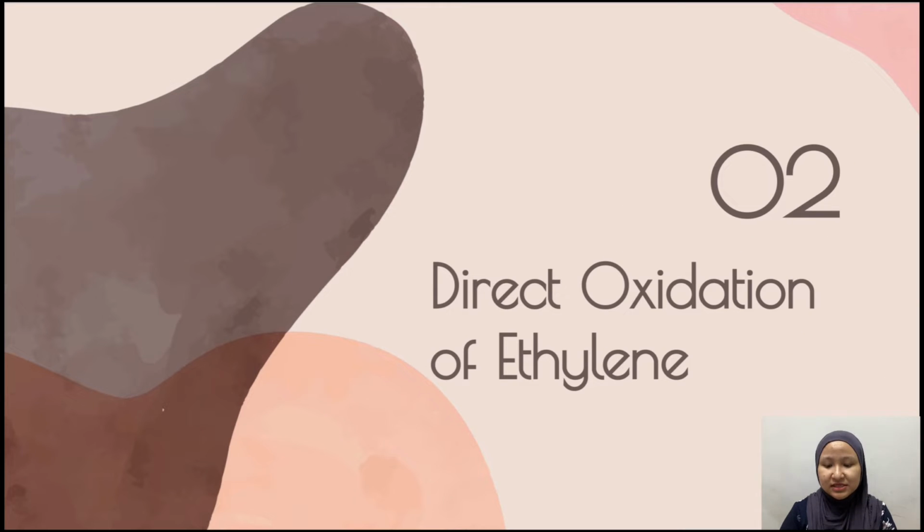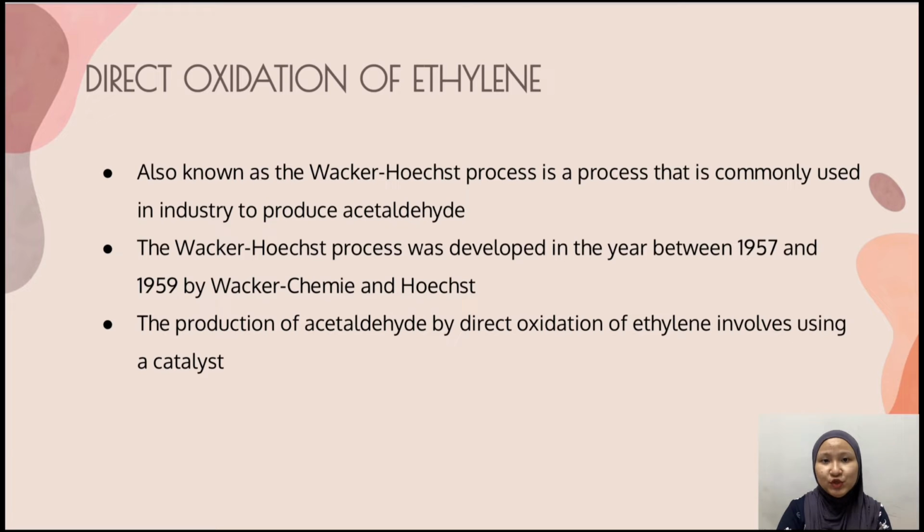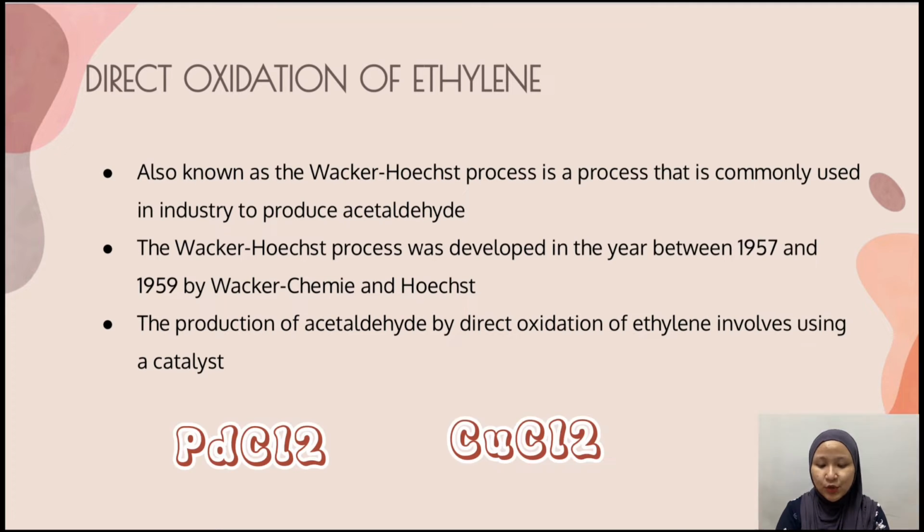Next synthesis is direct oxidation of ethylene. Direct oxidation of ethylene is also known as the Wacker-Hoechst process. It is a process commonly used in industry to produce acetaldehyde. The Wacker-Hoechst process was developed between 1957 and 1959 by Wacker Chemie and Hoechst. The production of acetaldehyde by direct oxidation of ethylene involves using a catalyst, such as palladium chloride and copper chloride.